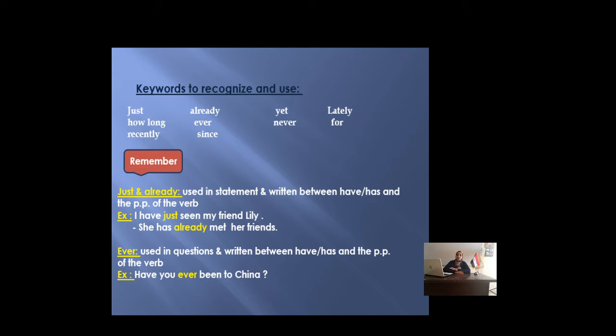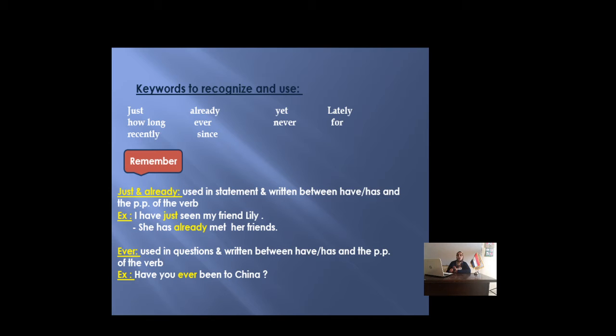Now, first of all, you are going to have a sandwich. What is a sandwich? You are going to put just and already between the two forms of the present perfect tense. For example, if I say I, and you have, and the PP, you are going to say I have just finished my homework. Mom keeps calling and telling you, please finish your homework. So you have to say, oh mom, I've just finished it, so don't worry.